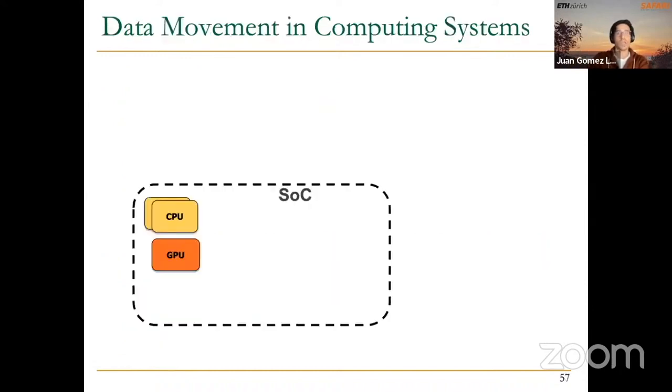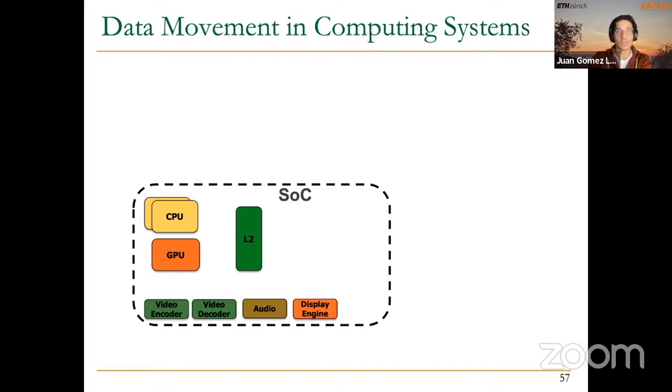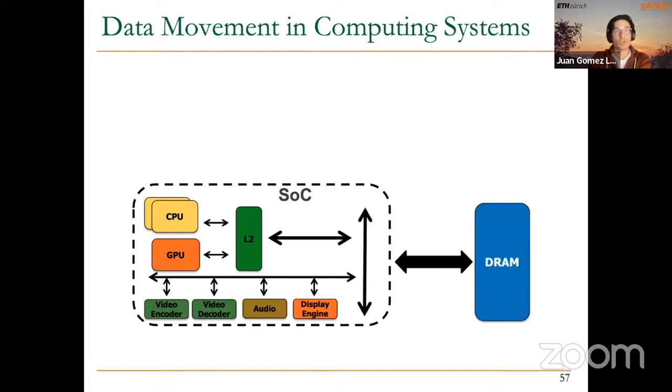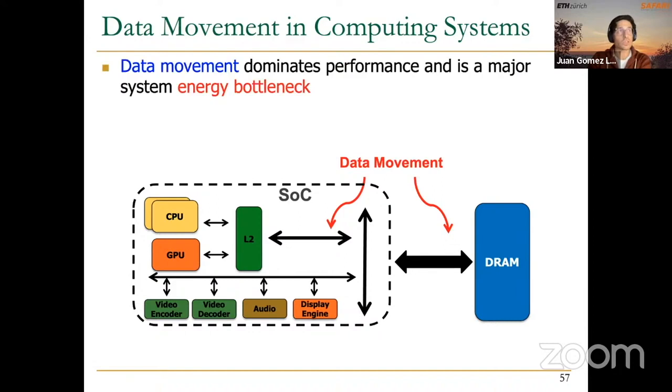So if you look at any system on chip, for example, similar to the processor that you have in your computer, in your laptop, or in your cell phone, you will see that it has a CPU, a GPU, multiple accelerators, several levels of cache memory, and also a memory controller to access the external DRAM. And there is a lot of data movement between all these components. And this data movement dominates the energy consumption.